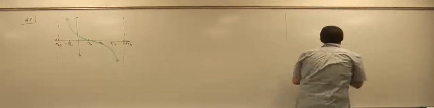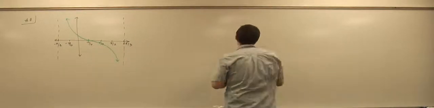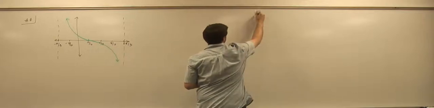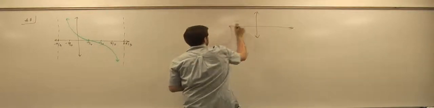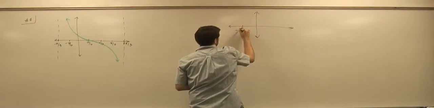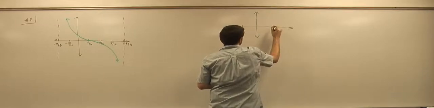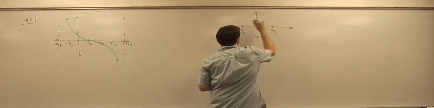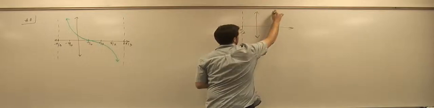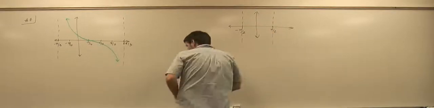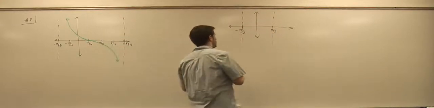Just as a reminder, what does regular tangent look like? How do you graph tan x? It's a snake. What are the asymptotes? Pi over 2 and negative pi over 2. Yeah, initially tangent has asymptotes at pi over 2 and negative pi over 2. And then it's a snake going this way.